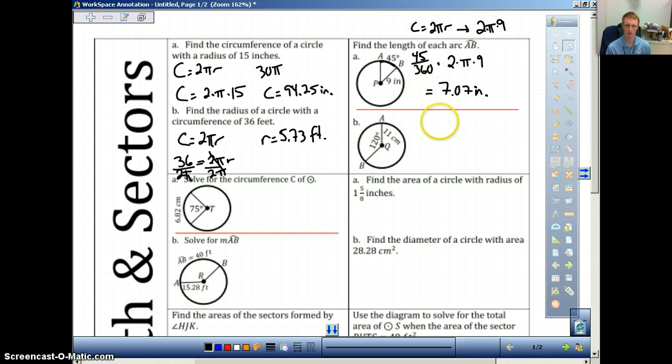I want you to do the same thing for B. Do that on your own. Hit pause and give yourself a chance. If you don't have a calculator, just set it up and see if you set it up correctly. Hit play when you're ready.